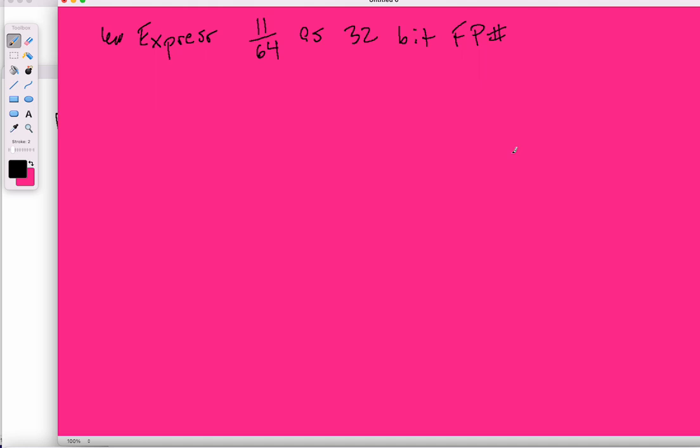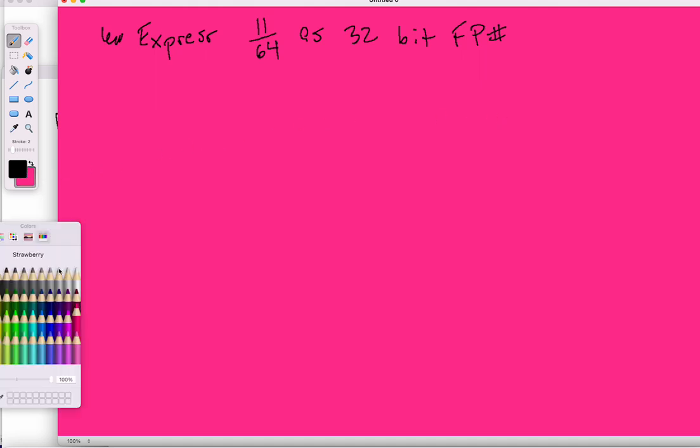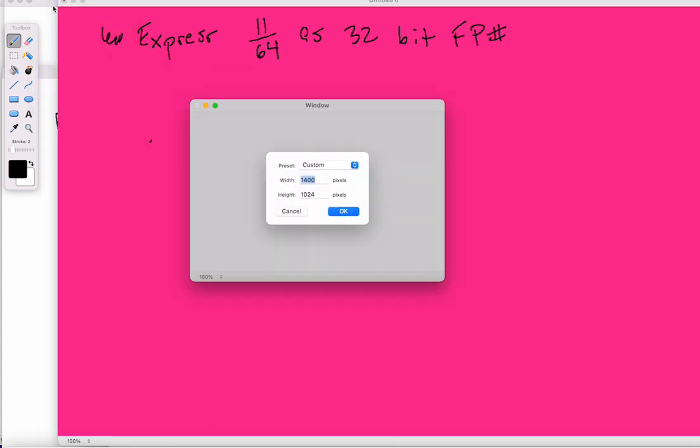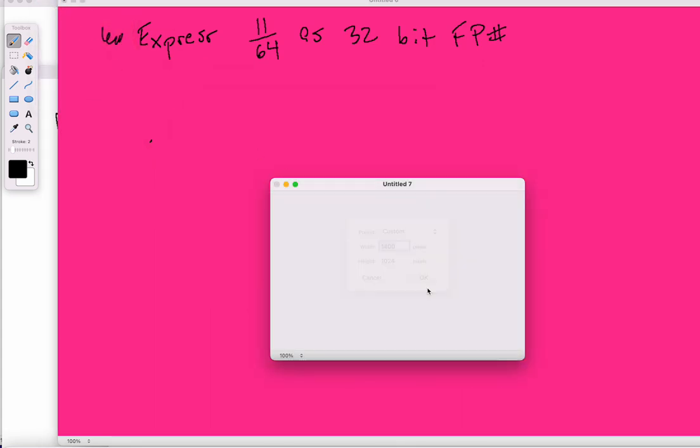That's quite a color there. Maybe I should change this back. I'm not sure I know how to. Let's do. Yeah, that's easier on the eyes.